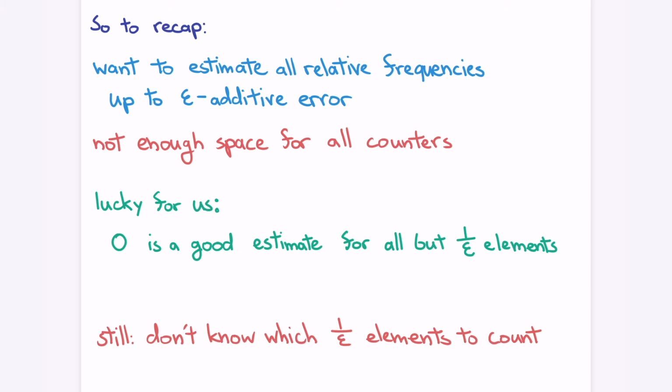Of course, the catch is we don't know which of the 1 over epsilon elements we need to count. So there are a limited number of counters we actually need because for the rest of them, 0 is just fine. The only issue is, as the stream comes in online, you don't know which ones are the important ones. And you can't just sample the beginning of the stream because maybe they're all coming at the end or something like this. It's an adversarial stream. Okay. All right.